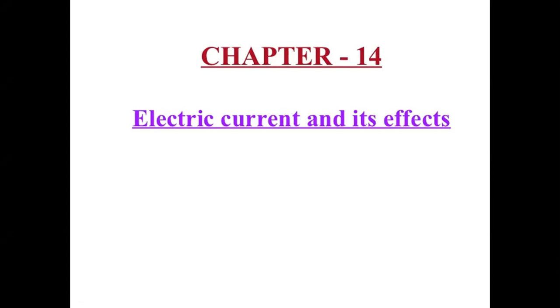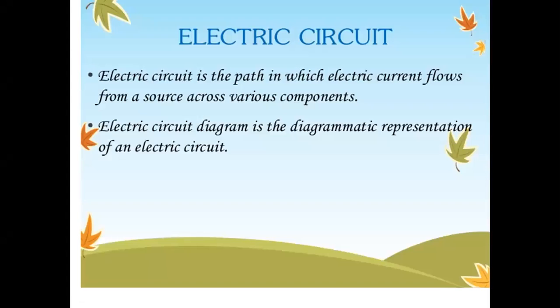Chapter 14, Electric Current and its Effects. First of all, let's discuss electric circuit. This is the path in which electric current flows from a source across various components. That means the pathway through which electric current actually flows, and it is represented as a circuit diagram.